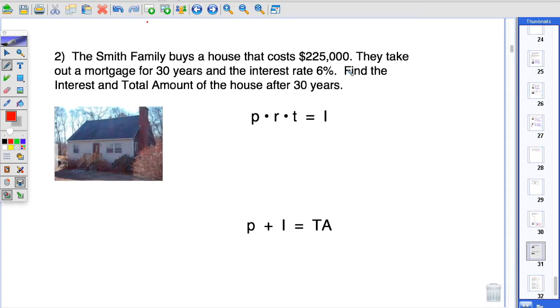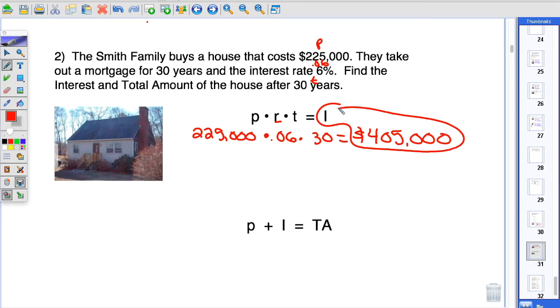The Smith family buys a house that costs $225,000. They take out a mortgage for 30 years, and the interest rate is 6%. Find the interest and the total amount of the house after 30 years. So your principal is how much you're paying for your house, $225,000. The rate is your 6% as a decimal, 0.06, times your time in years, and that's 30. So using your calculator, multiply 225,000 times 0.06 times 30, and you end up with $405,000. So that's how much extra you're paying in interest.